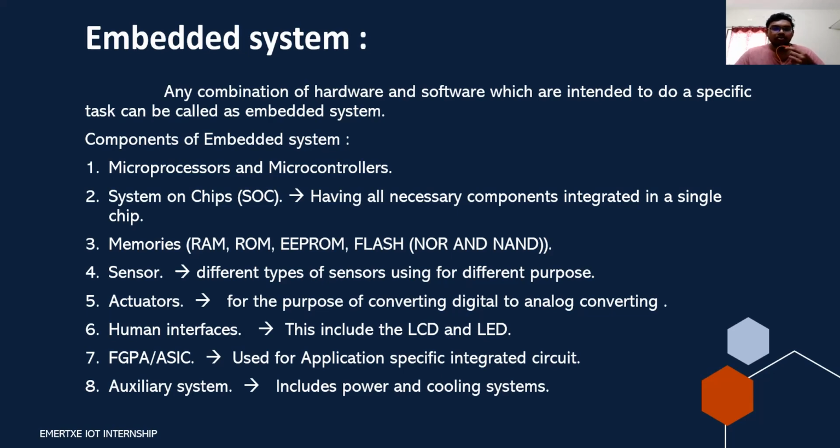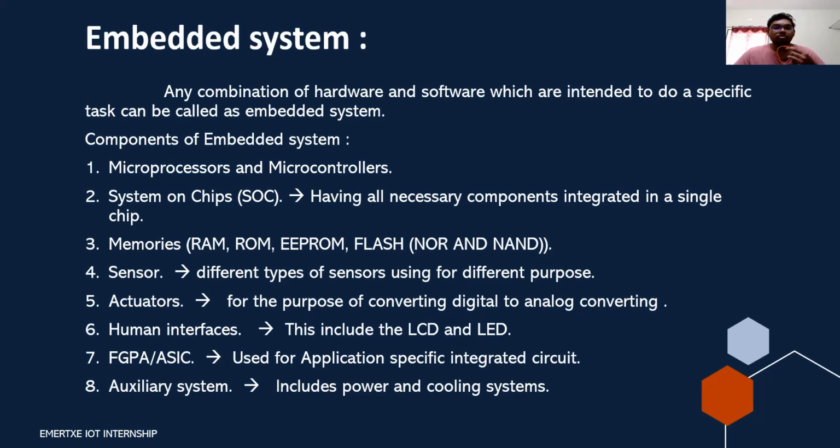So if you are going to control a robot by using a keypad, then that system is nothing but an embedded system. You'll have both the hardware, that is nothing but the robot, and the software which is connected from the robot to the keypad. So what are the components?